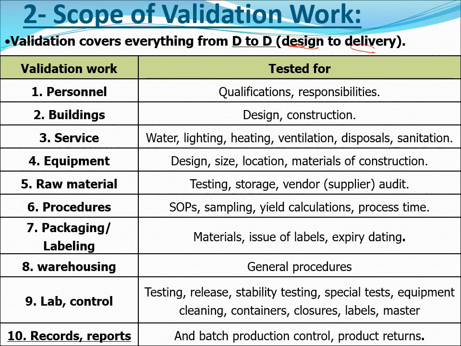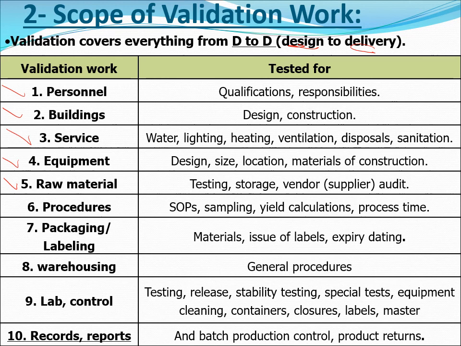Everything includes personnel: validation of qualification, responsibilities, job description. Validation of the building. So we need people from the engineering department to validate the design of the building, if there is any problem in construction, validate the surface, like pipelines of water, lighting, air condition, sanitation or cleaning. Validation of equipment: design, size, type, vendor of equipment, everything related to the equipment. Raw material, again the supplier.